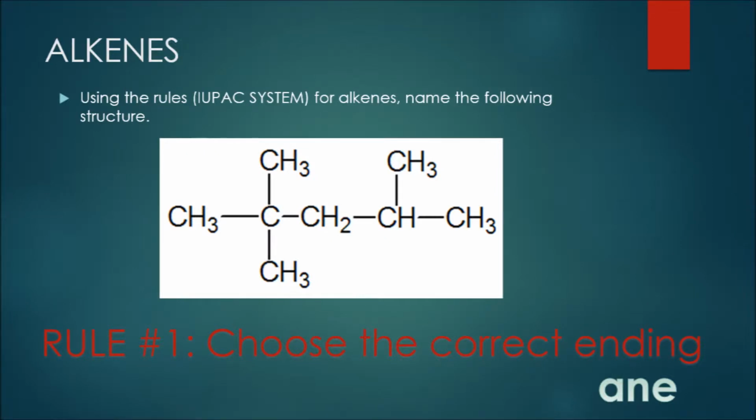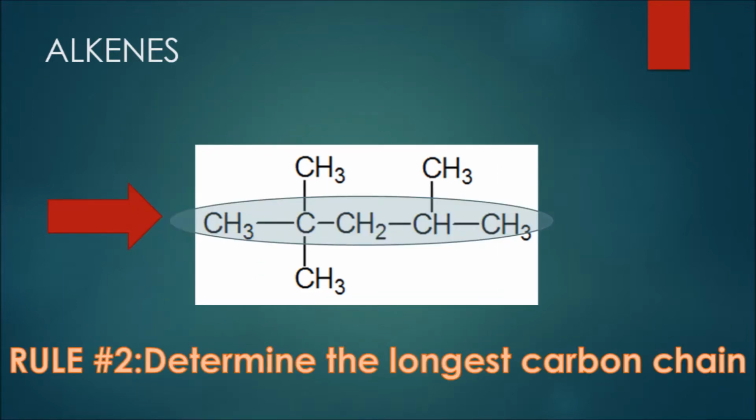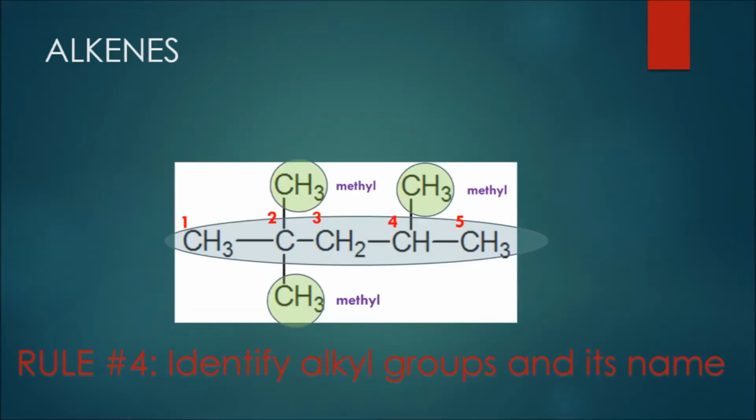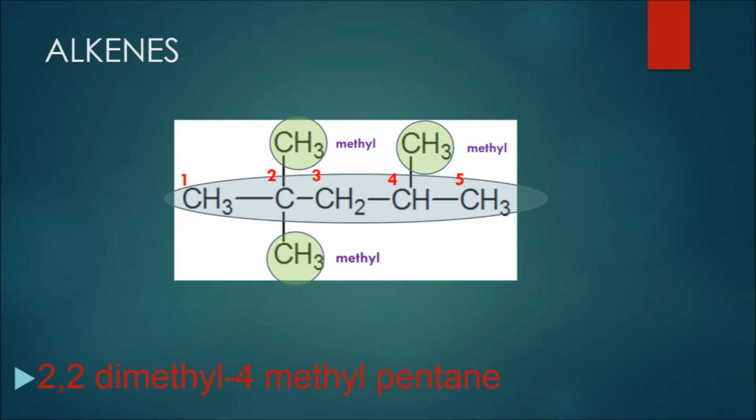Using the rules of the IUPAC system for alkanes, name the following structure. Rule number 1. Choose the correct ending, ane. Rule number 2. Determine the longest carbon chain. Rule number 3. Assign numbers to each carbon. Rule number 4. Identify alkyl groups and their names. Finally, we have the name 2,2-dimethyl-4-methylpentane.